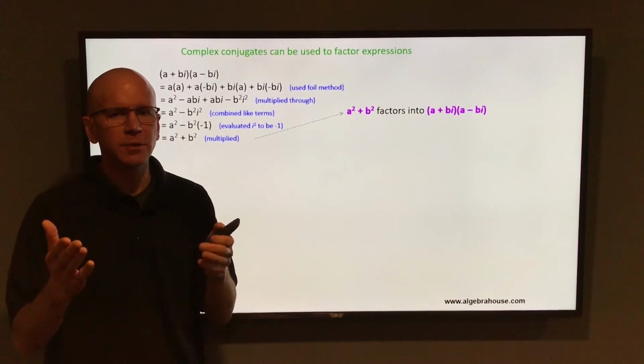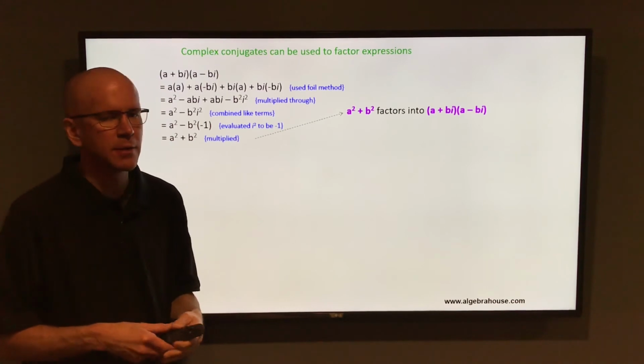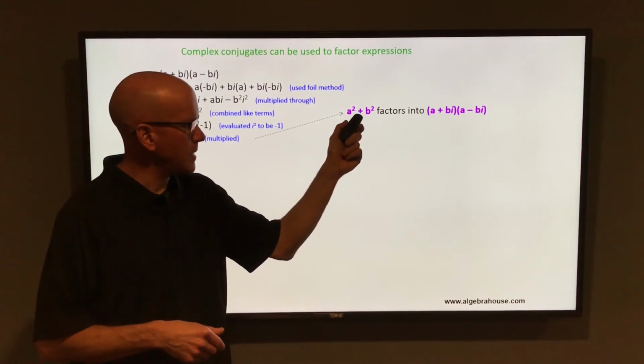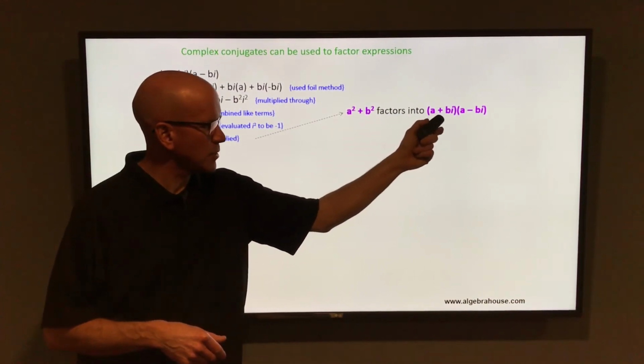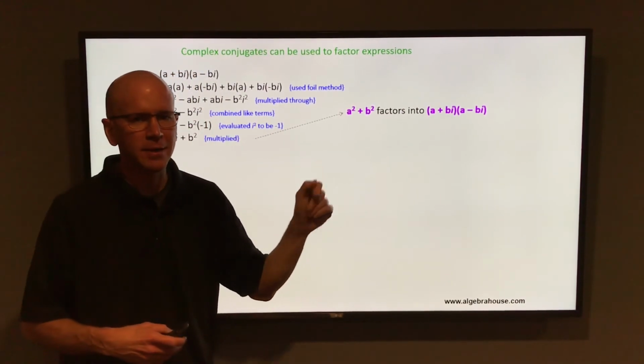We know how to factor a difference of two squares, but we haven't talked about, and very few people know how to factor a sum of two squares. A squared plus b squared, that factors into a plus bi times a minus bi. That's where you want to start writing things down.